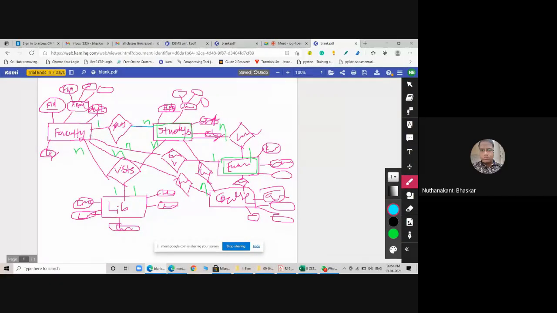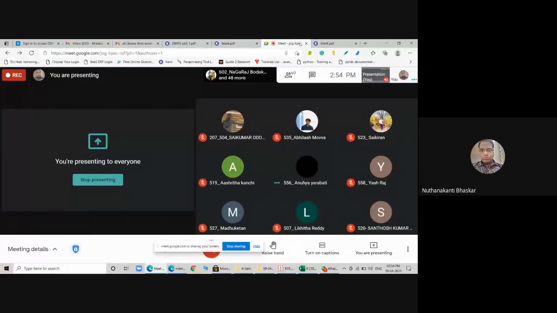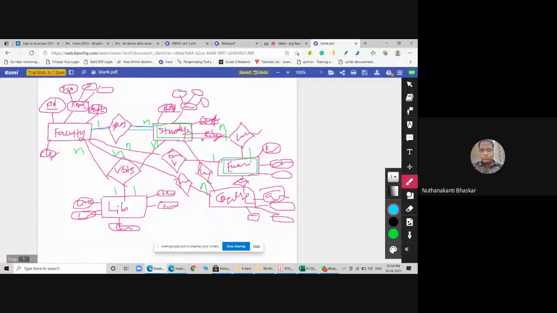But here, faculty is a total participant, but students never attend all the students. That's why students partially attend. Means they never attend all the students, because today, how many students are there in the class? 60. But out of 68, only 68 attend. That's why this is a partial participation. Are you clear?